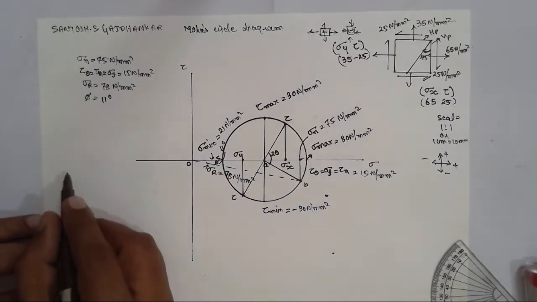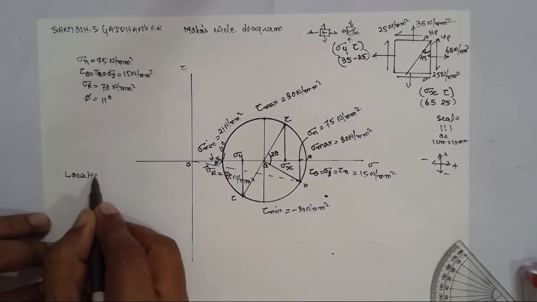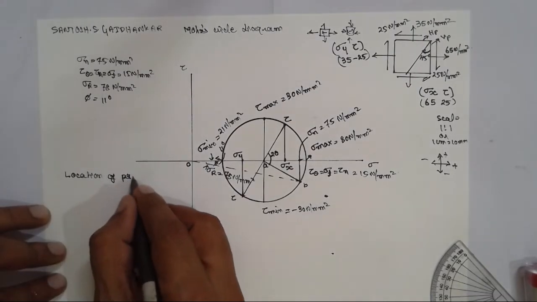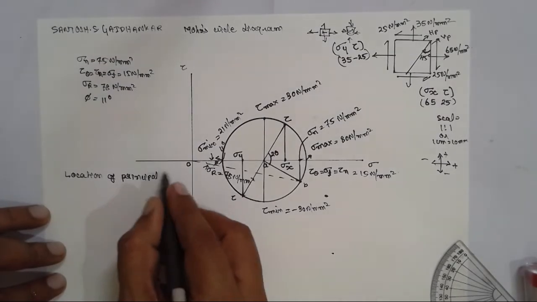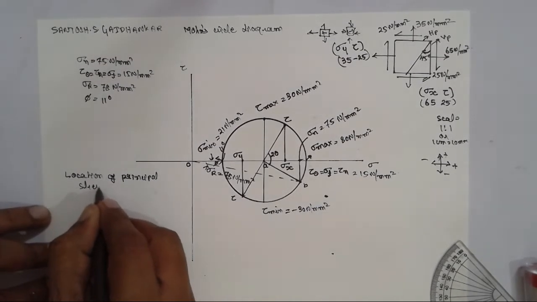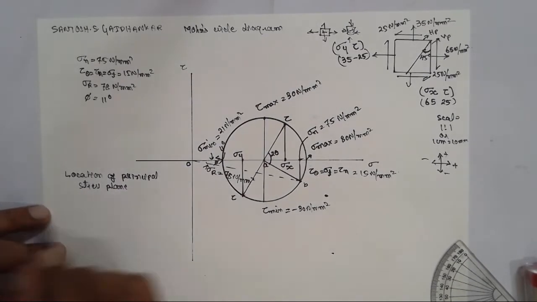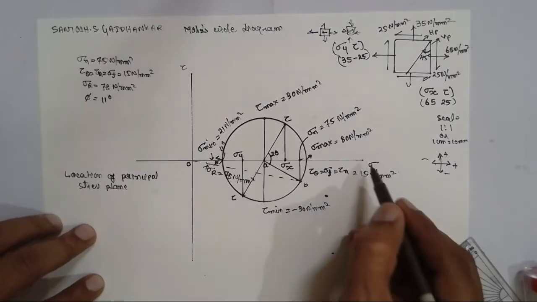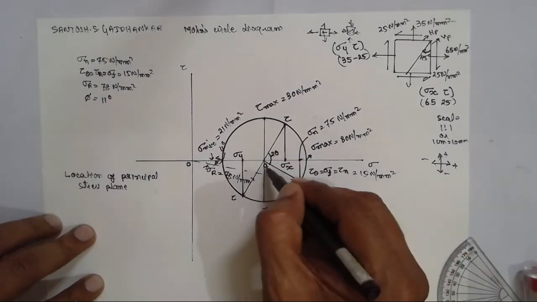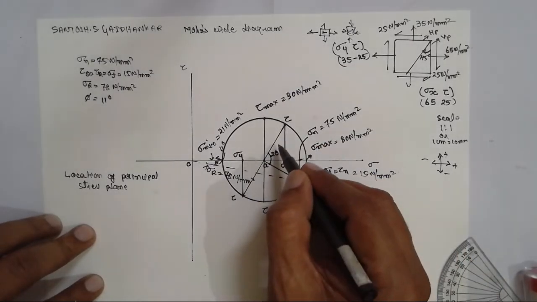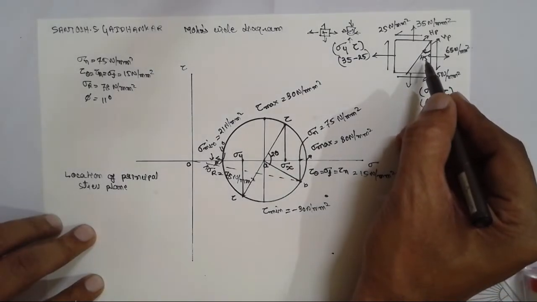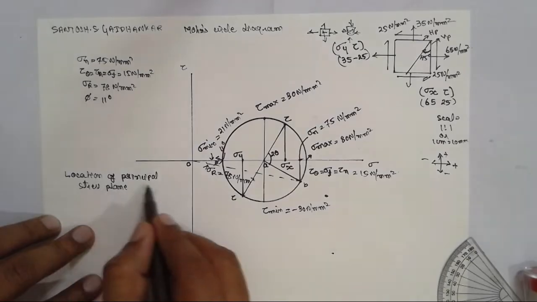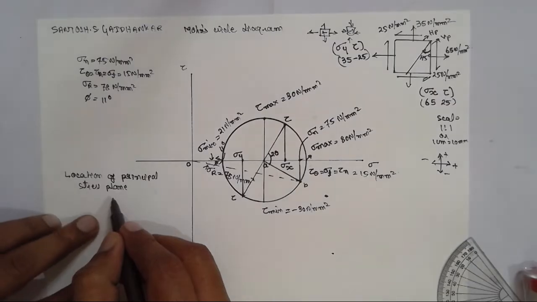Now we are going to find out the location of the principal stress plane. Principal stress plane refers to what? Only the sigma values. From sigma values, that means this theta and A make an angle of 45 as per this plane. Now we have to find out the location of the principal stress plane. How to find out the principal stress plane?